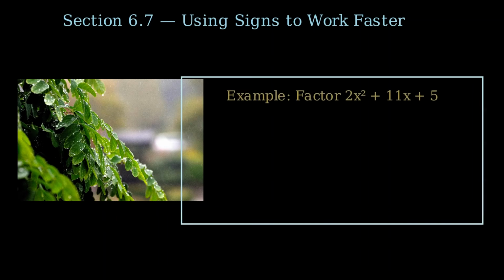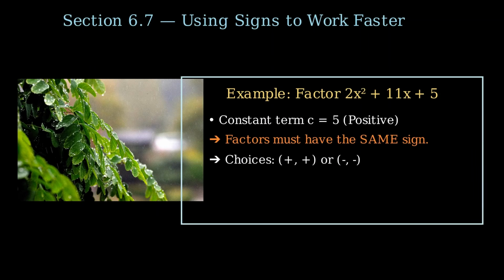Looking carefully at the signs in the quadratic can help you work much faster. Let's factor this expression, 2x squared plus 11x plus 5. Here, the constant c equals 5, which is positive. This tells us its factors must have the same sign, either both positive or both negative.